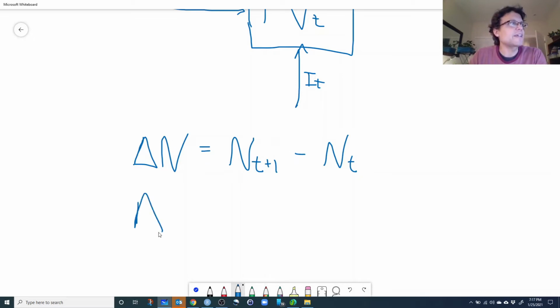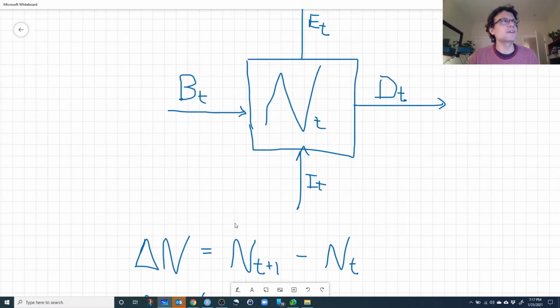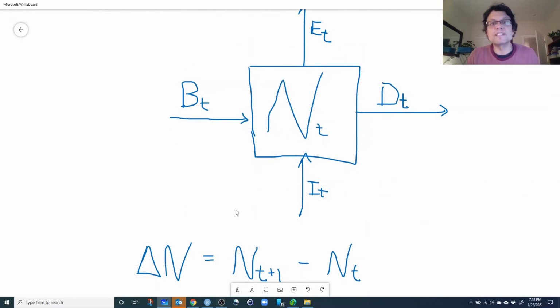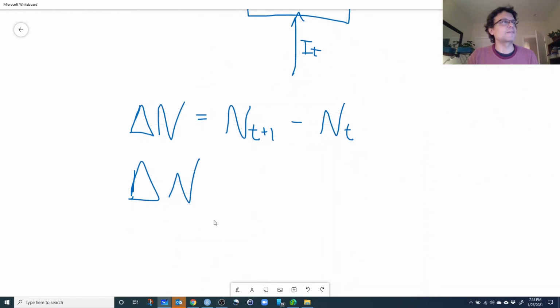That means a change in population abundance, and there's only 4 things that could potentially change the population abundance. Those things are B, D, I, and E. Let's write them down.